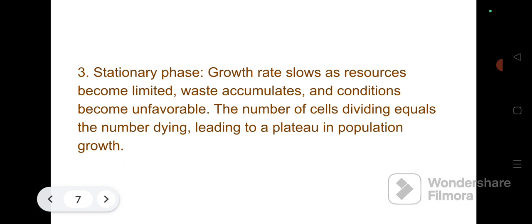You are studying a population of bacteria and not the growth of a single bacterium. So in stationary phase, as I have mentioned, the growth rate and the cell death rate get matched with each other, and that's why there is no net increase in the number of viable cells.